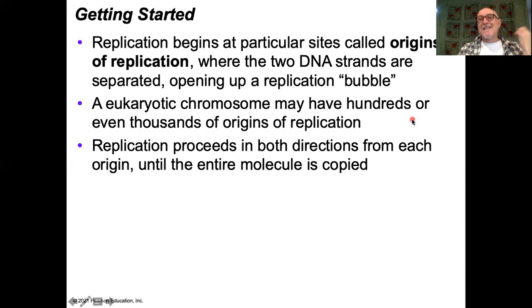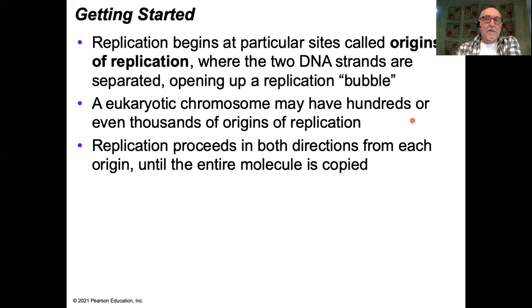So replication always begins somewhere, and that somewhere is actually a specific place. It's not just a random thing. It is called an origin of replication. And in the prokaryotes, this was another advantage of looking at the prokaryotes, they only have one origin of replication. And it's attached to the cell membrane. Replication begins there, and it spreads out from there around the circular chromosome.